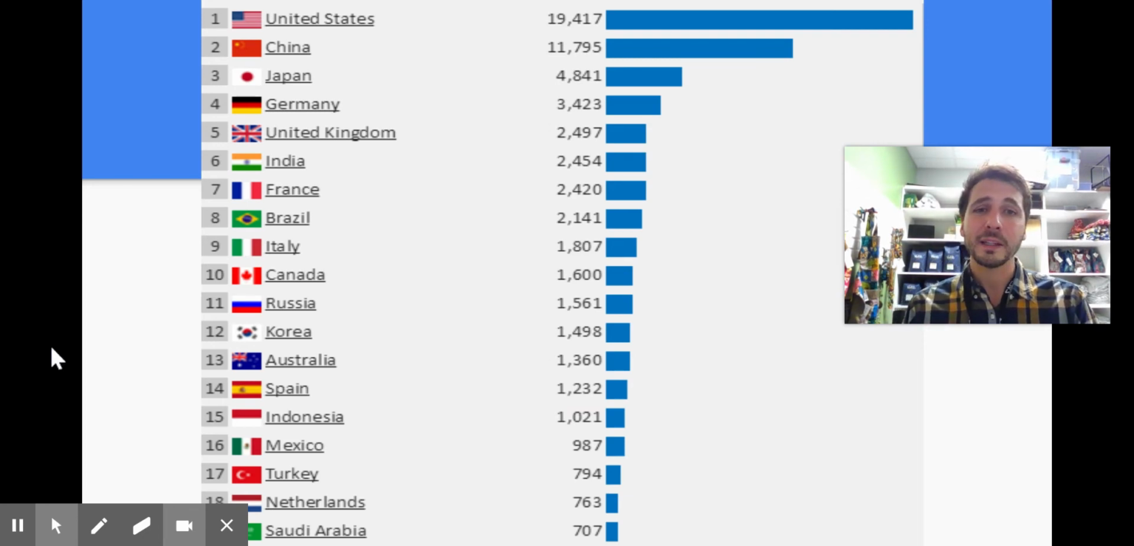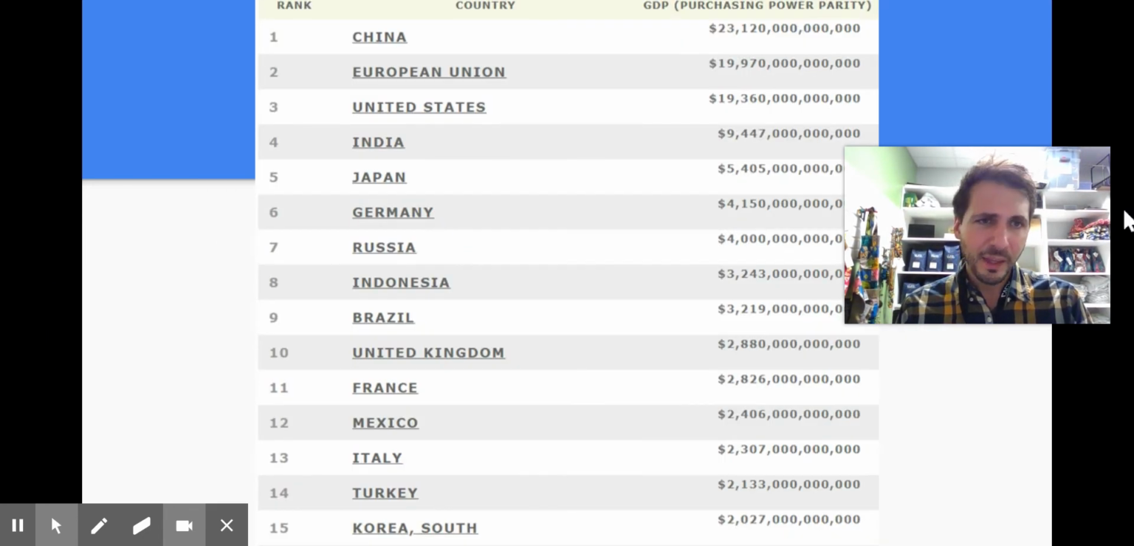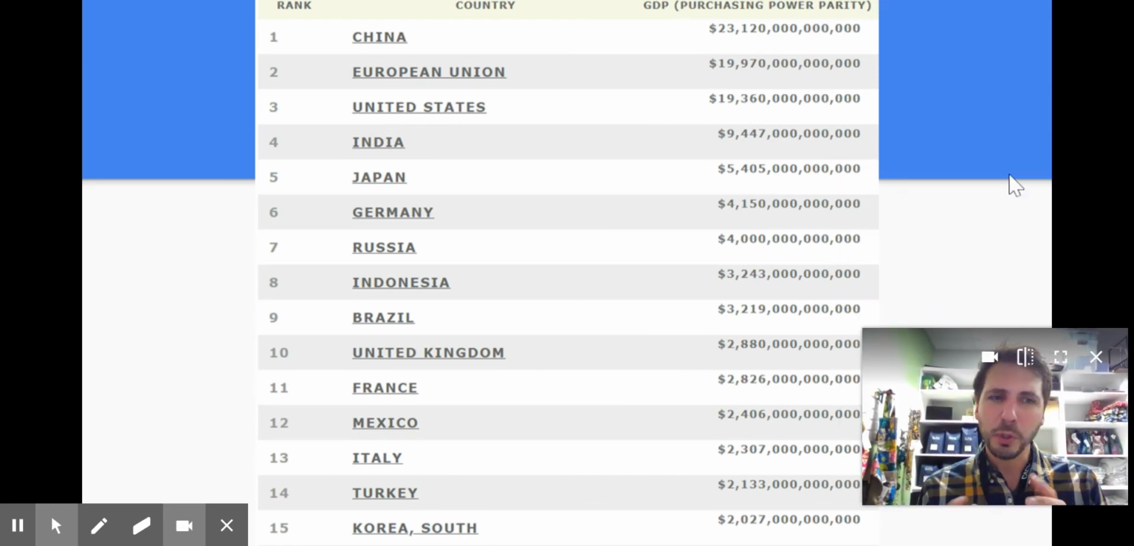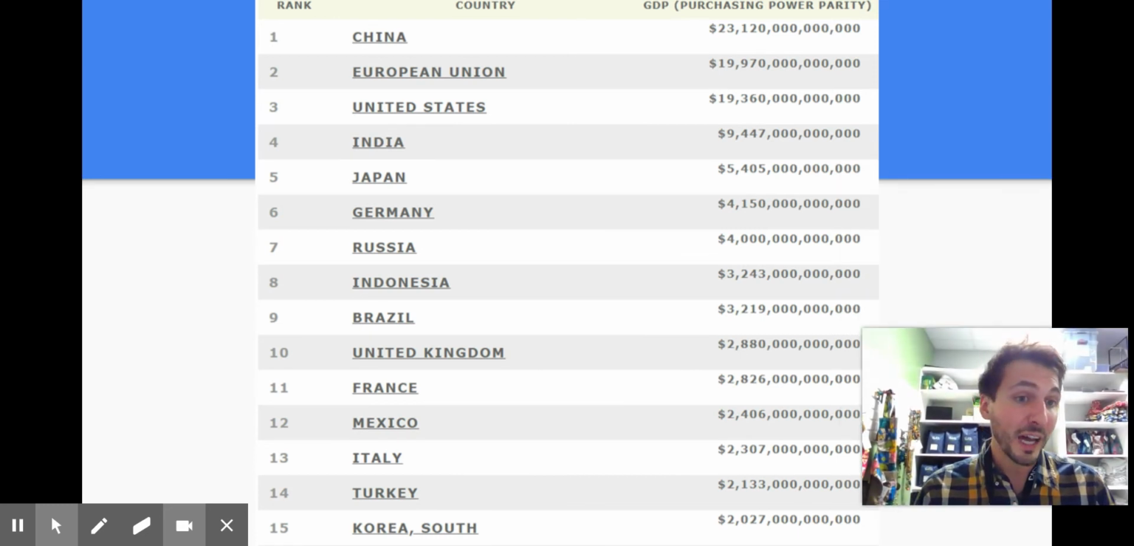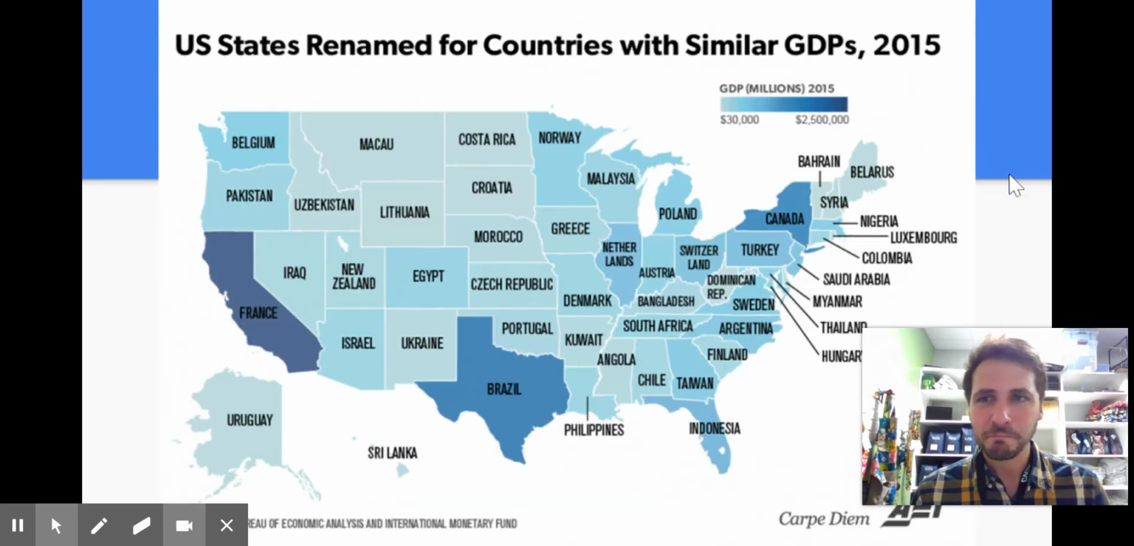But when we correct for parity, meaning the purchasing power of those dollars, China actually is better than us, and the European Union. Both of them balance the amount of money that you make versus how much it costs for the goods and services. Well, the cost of goods and services in the United States is higher, so as a result, the GDP actually goes further in China and the EU, although the United States is doing pretty well.